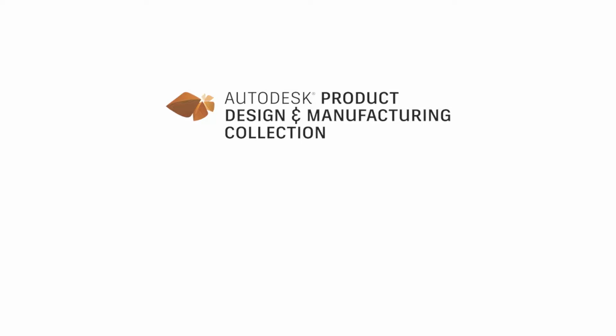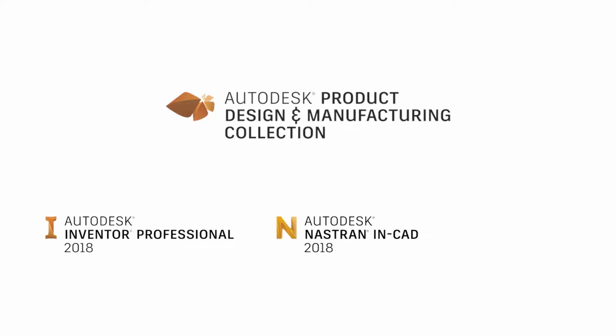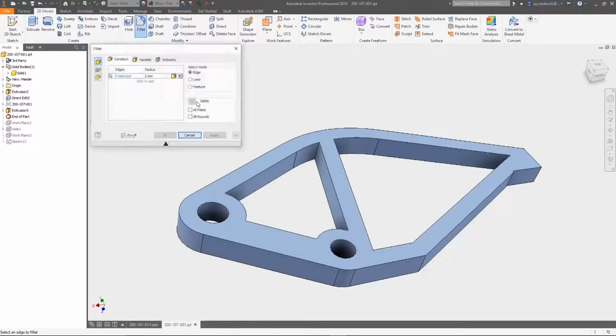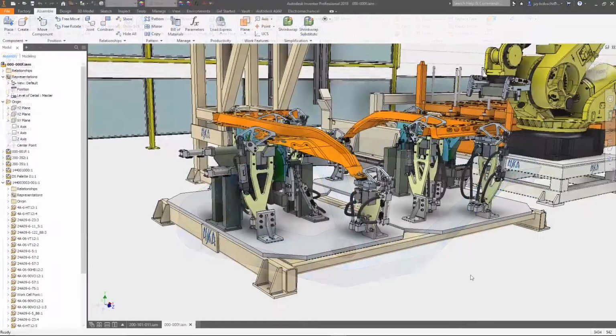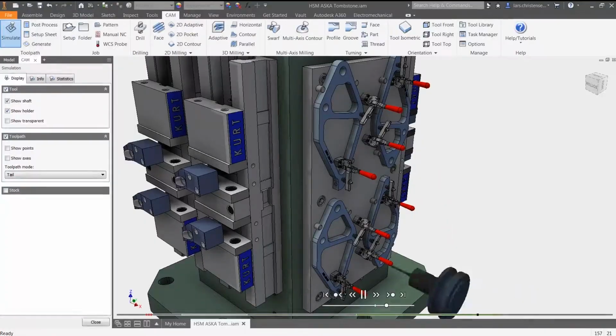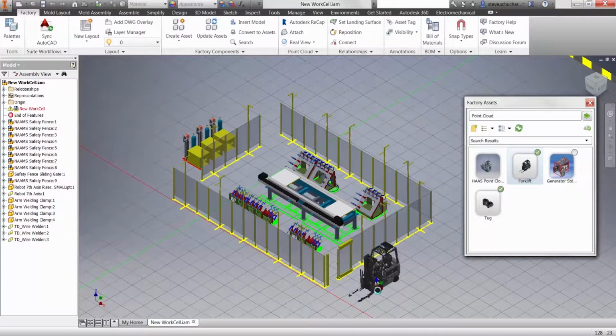We've taken the tools trusted by millions of engineers worldwide like Inventor, Autodesk Nastran, and HSM and packaged them together so that they can be accessed by everyone on your engineering and manufacturing teams, connecting them with a common application and data model. Design and engineering, advanced simulation, 2.5 to 5 axis CAM, and factory planning are all in-canvas workflows directly inside of the Inventor application.